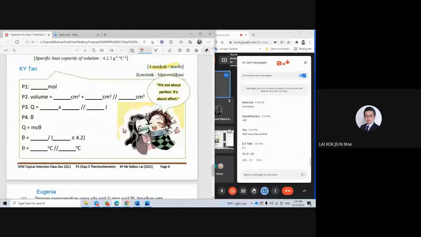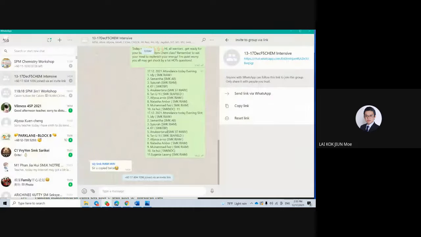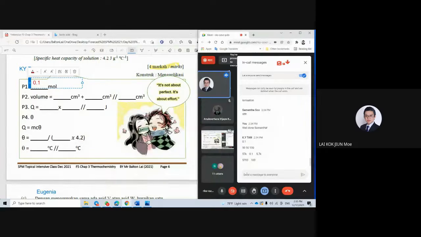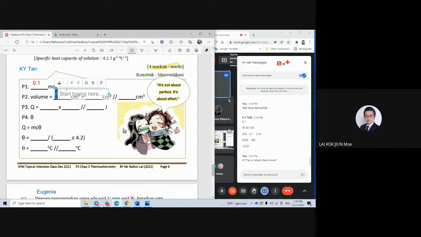KY Tan, can I know what is your latest mark for chemistry? KY Tan's background: KY Tan is from TVP. TVP, not sure which school, but in Johor. So KY Tan, your latest chemistry marks. Try. Whatever marks you got, the highest one is 90, 99, 9.9. Highest one, yes, in your whole life, you earn the highest score for chemistry is how many marks? 57, okay, very good.